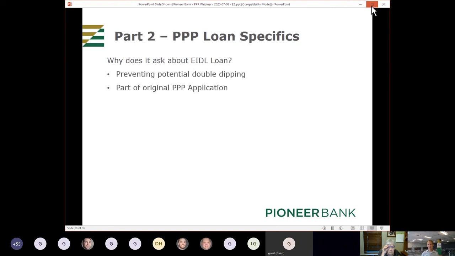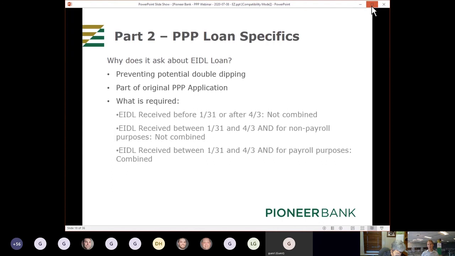The whole goal of this program was to get people two to 2.5 months' worth of payroll. It was not to get that, plus reclaim that exact same payroll on the EIDL and qualify for 3-4 months' worth of payroll. This was part of the original PPP application, which asked what type of EIDL loan you received. So don't get too worried, because this part is not as weird as you might think.